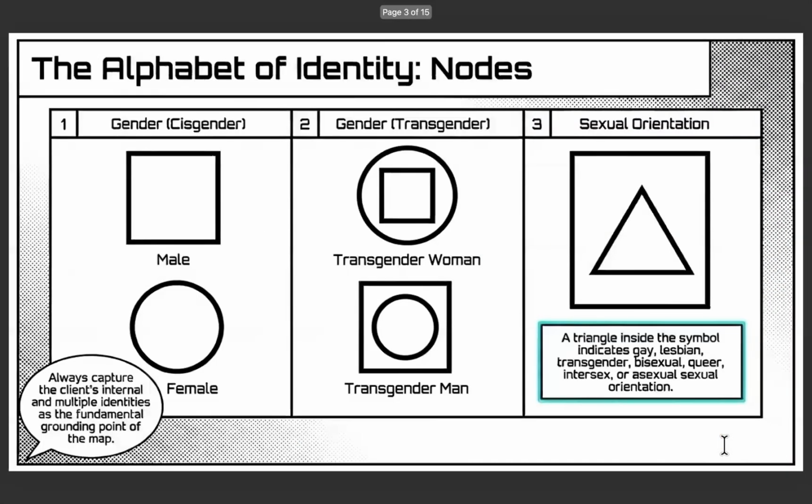So the alphabet of identity nodes for a cisgender client. Male is square, female is circle. Always capture the client's internal multiple identities as the fundamental grounding point of the map. Transgender woman is a circle on the outside and a square on the inside. Transgender man is a square on the outside, circle on the inside.